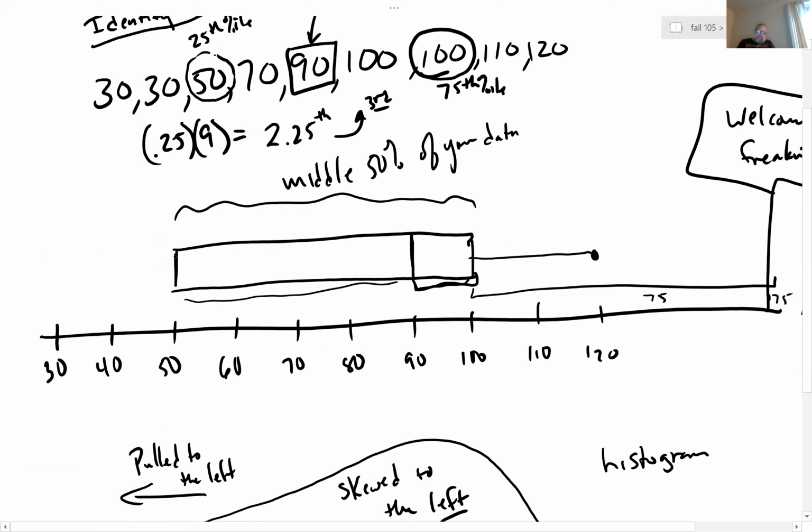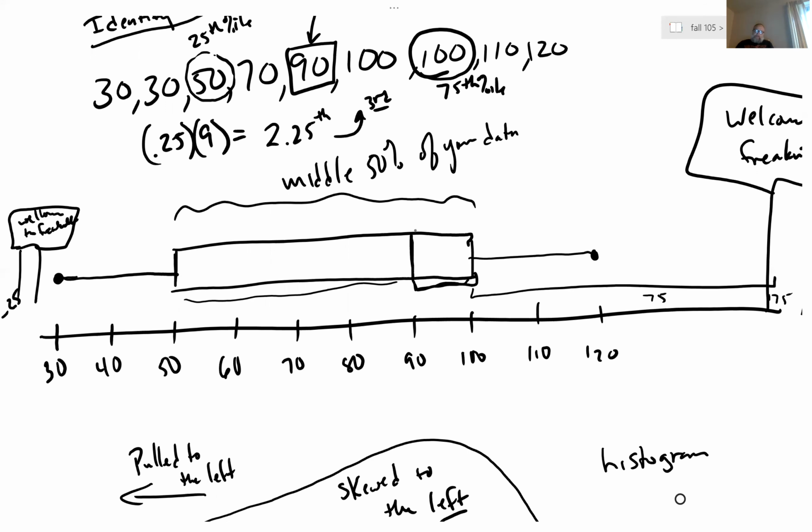That's it. We're going to do the same thing on the other end. We're going to take 50 and we're going to subtract 75. Well, that puts us at negative 25. And that's where we're also going to put the sign for welcome to Freakville. Welcome to Freakville. Okay. And if anybody is less than negative 25, he would be a freak. Well, we don't have any of those. So we're going to put our dot down here. We're going to draw our line like so. And that, my friends, is a box and whisker plot.